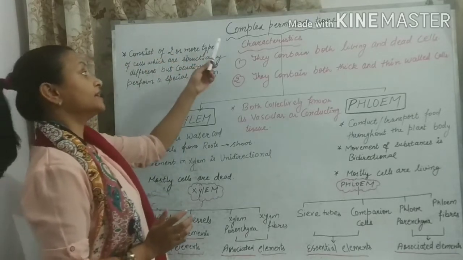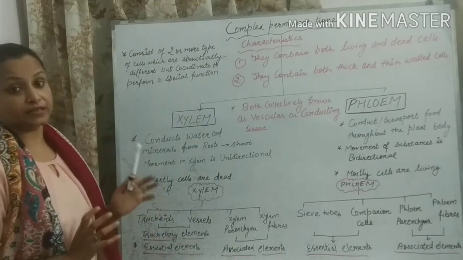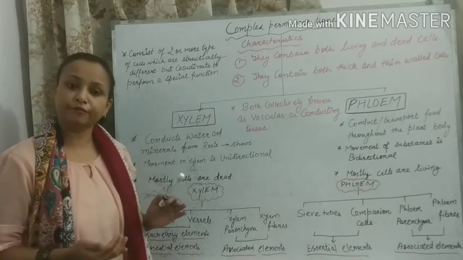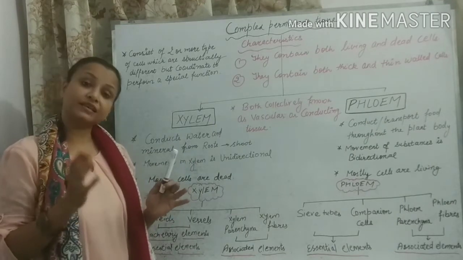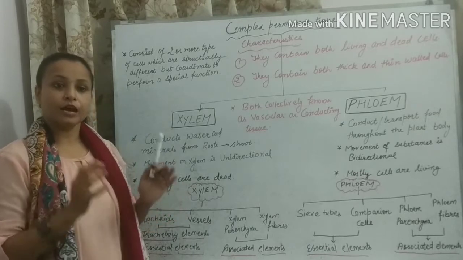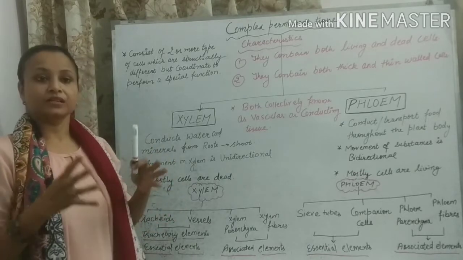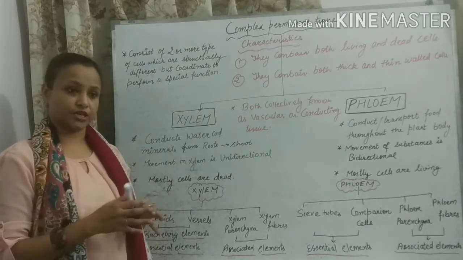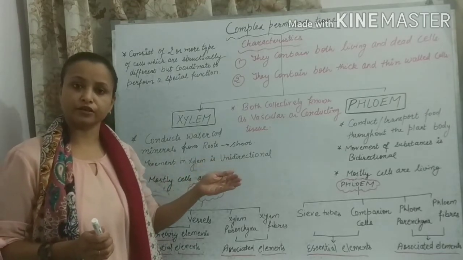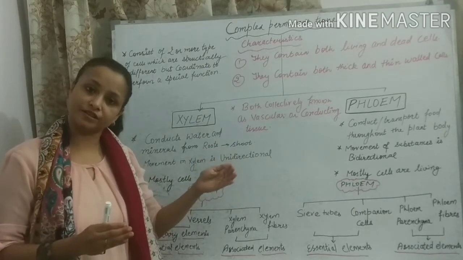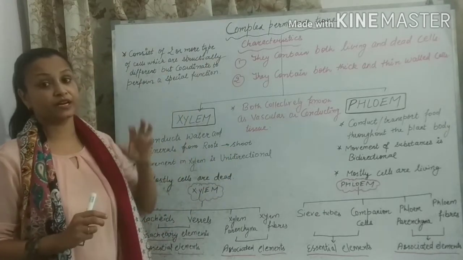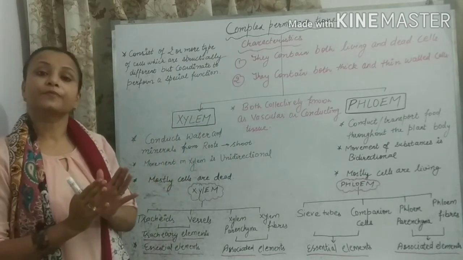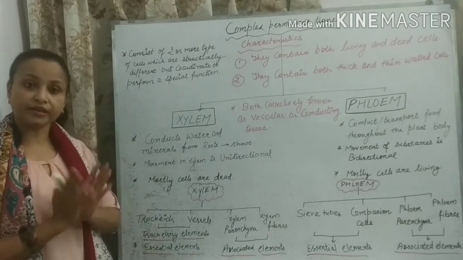It is in the name: complex. Complex means the tissue consists of two or more different kinds of cells. Different means they differ in structure, but they work together. They coordinate with each other and perform a particular type of function. As we have read, in simple permanent tissues all the cells are similar in structure and function, but in complex permanent tissue, the cells are different in structure, but they work together and coordinate with each other.